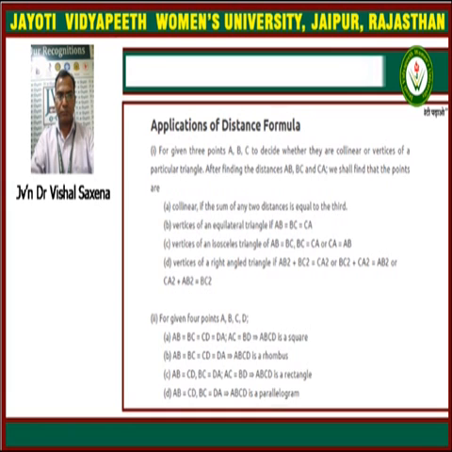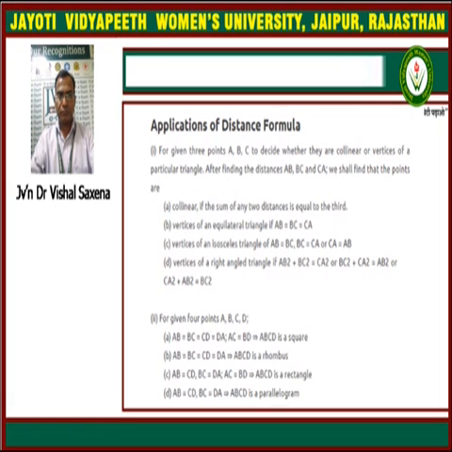Fourth condition is vertices of a right angle triangle. So the condition of the Pythagoras theorem must be proved here, like AB square plus BC square is equal to CA square, or BC square plus CA square is equal to AB square, or CA square plus AB square is equal to BC square.